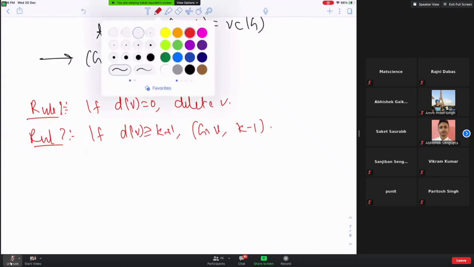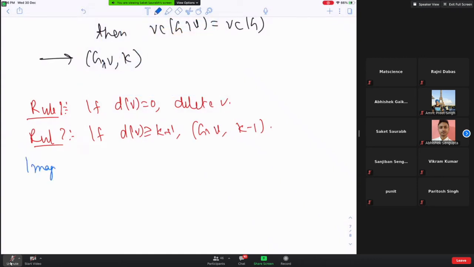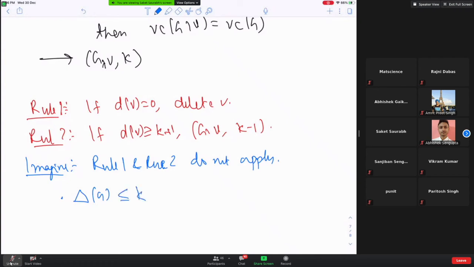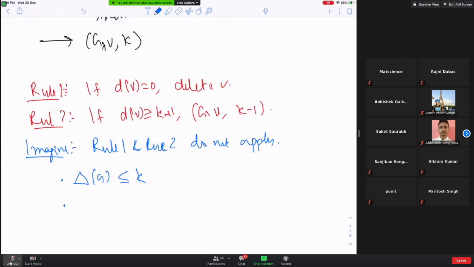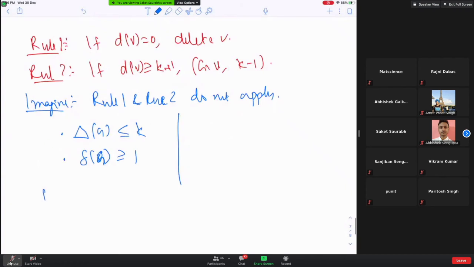Now imagine rule 1 and rule 2 do not apply. What can we say about G then? What is the maximum degree of G then? At most K. Great. And the minimum degree of the graph is? At least 1. Okay. So how many edges can the graph have?